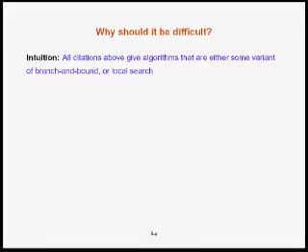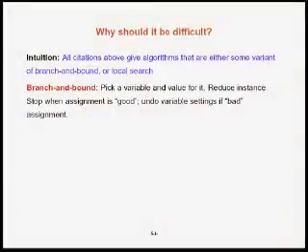Another thing is, in the title it says something about matrix multiplication, and these algorithms don't use matrix multiplication. But why should it be that I have to use a different technique to solve this kind of problem other than the ones that have been used? Well, the intuition is that all the citations above either have algorithms that are something like a branch and bound algorithm or a local search algorithm. And what do I mean by this?